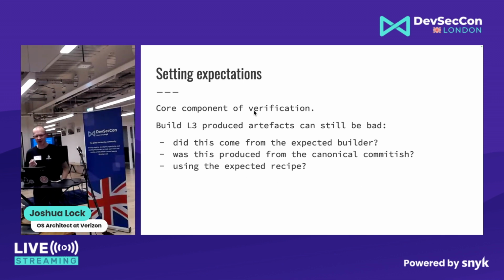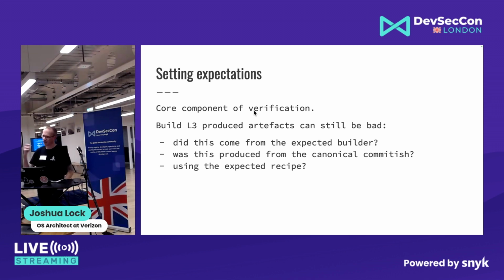And setting those expectations forms a very core component of verification. This is an often unanticipated aspect of the SLSA process: if you have a super hardened build server, it can still produce bad code or bad artifacts if you're not verifying that it came from the expected builder, was produced from the expected repository and commit-ish, and was built using the expected recipe. Then the trusted builder can still build bad things. These are just remote code execution as a service.